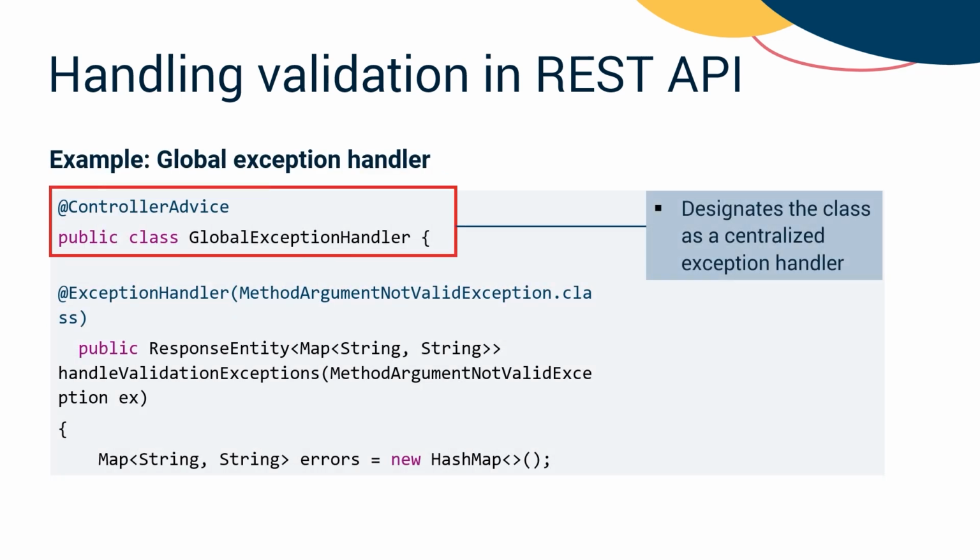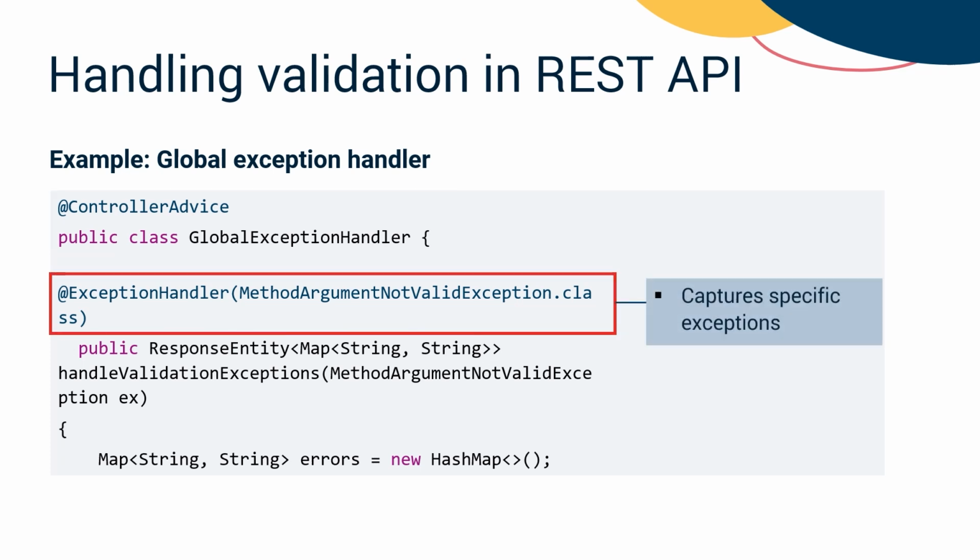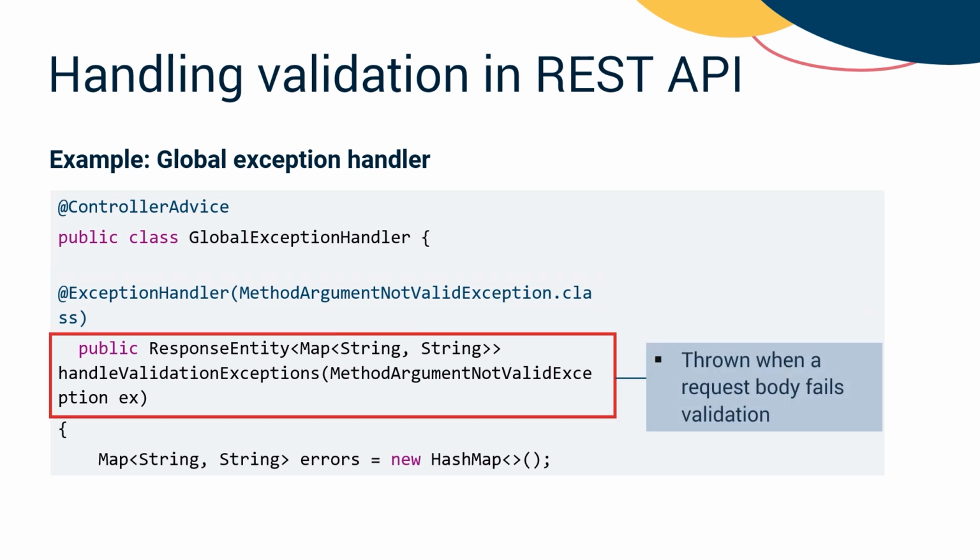The @ControllerAdvice annotation designates the class as a centralized exception handler. The @ExceptionHandler annotation captures specific exceptions. In this case, it captures MethodArgumentNotValidException. MethodArgumentNotValidException is thrown when a request body fails validation. Whenever validation fails, this method gets called.